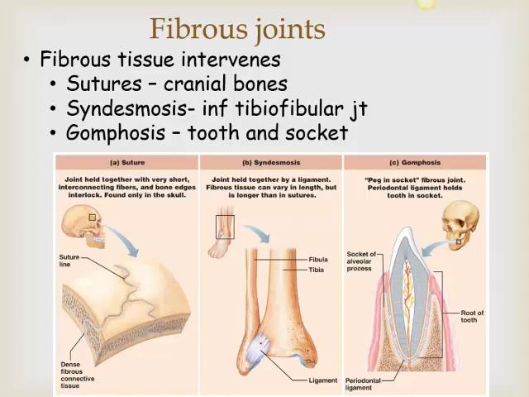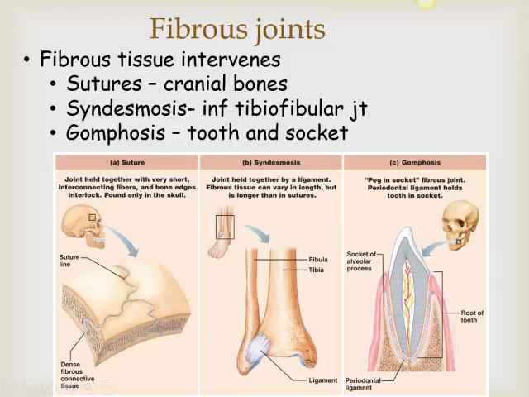A third type of joint is called a gomphosis, which is a peg and socket type of joint. So here we have a socket, which is the socket for your tooth. And then here's the tooth, which goes into that socket. Holding the tooth to this socket below are tiny threads of a ligament, which is called the periodontal ligament. So these tiny strands of fibers hold the tooth in place.